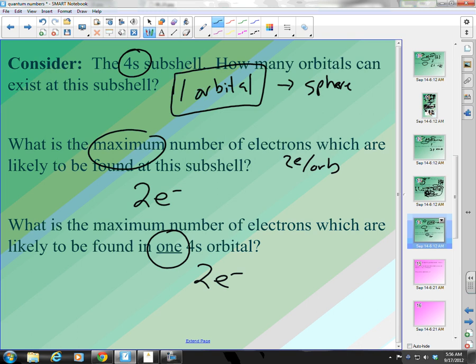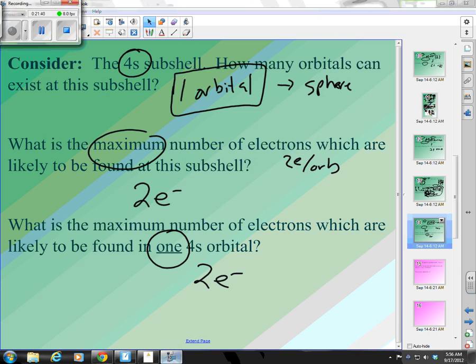Well, that's our discussion of the second quantum number. Let's finish here, and when you come back, we will finish with our magnetic quantum number and our spin quantum number. All right, bye.